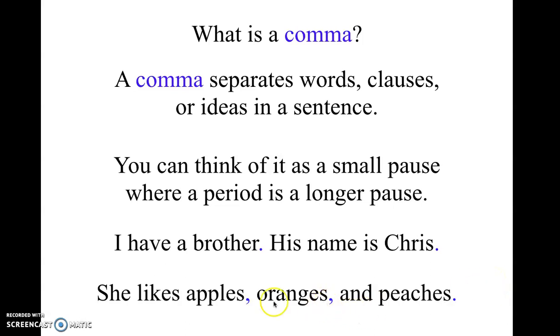Now here we have two commas. She likes apples, oranges, and peaches. Here are two much smaller pauses than the periods that you would have here. Okay? Now we're not making long pauses even here, but the pause for the period is longer than usually what we have for the comma. All right, so let's look at some of the situations where we use commas.